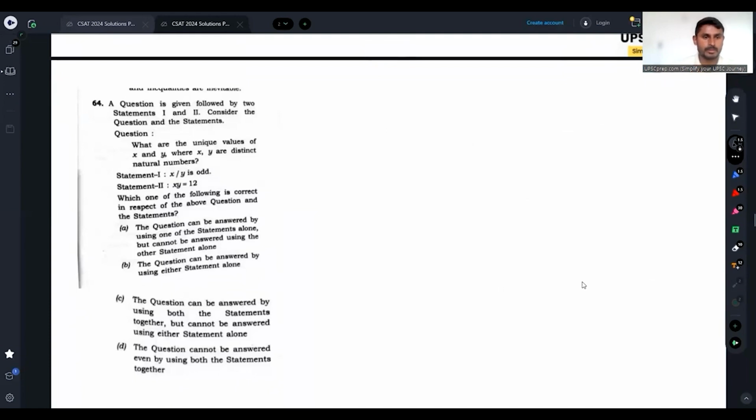See this 64th number of question. Again, the question is, what are the unique values of x and y where x, y are distinct natural numbers? Statement 1 is x by y जो है that should be odd, and statement 2 is x into y जो है 12 है.